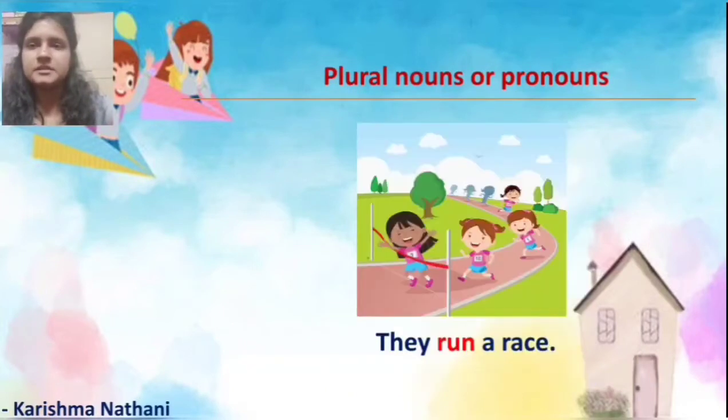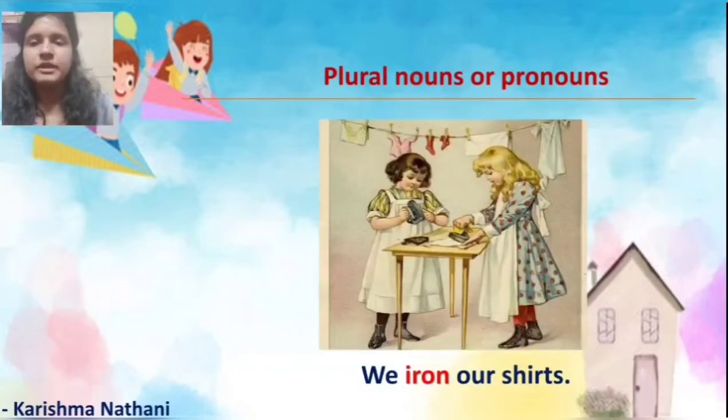Then next, they run a race. They is a plural form. So only run, not runs. They run a race. We iron our shirts. We is a plural form. So iron: we iron our shirts.